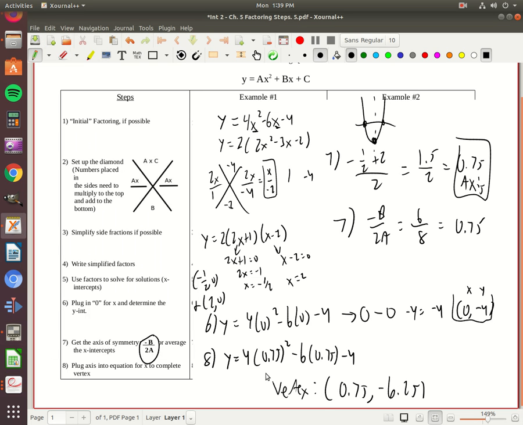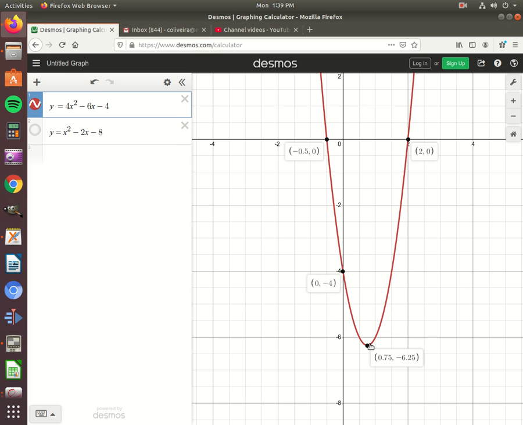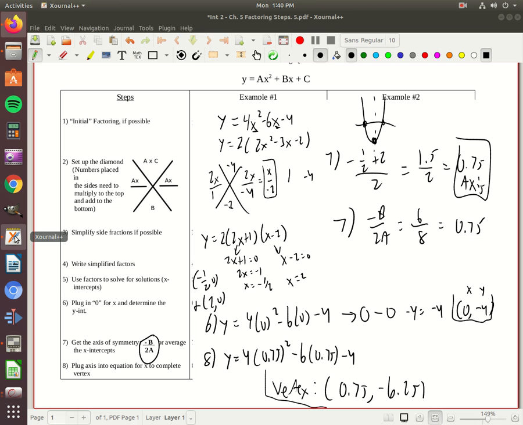So let's see if these points are true. Let's go back over here. At 0.75, negative 6.25, I have my vertex. I have my x-intercepts. I have my y-intercept. I know my axis of symmetry. Think about it. I could also put a point over here, right? If I'm at 0.75, if I go 1 3/4 this way, I get a point. If I go 1 3/4 this way, I get a point. And now I have a lot of points I need. I'm not always going to have Desmos, right? So I can actually begin to get a sketch of my parabola without needing a graphing calculator.